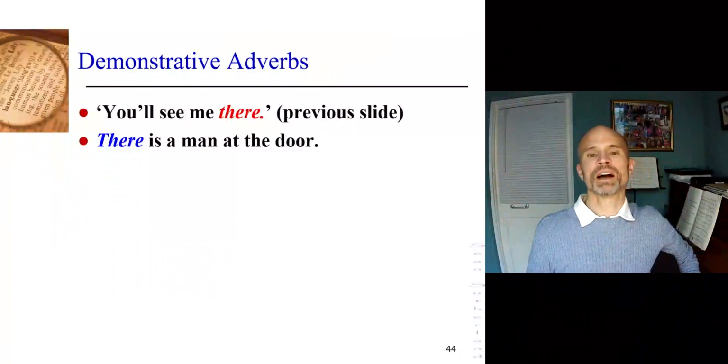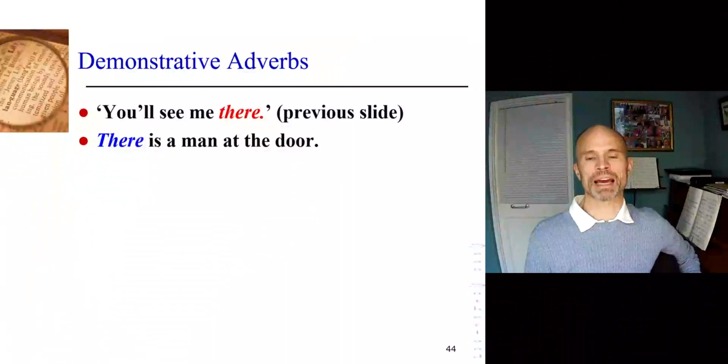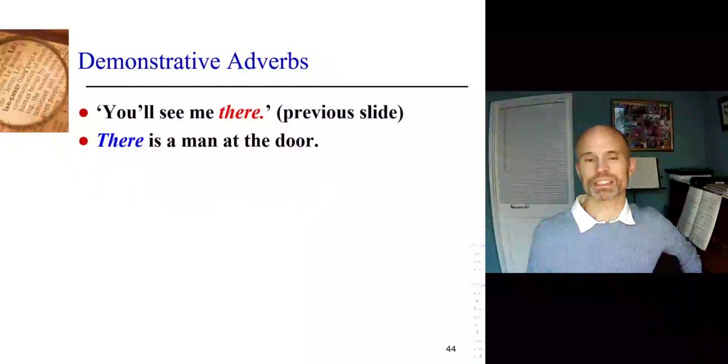The blue there is not doing that job. And you can probably hear it in the pronunciation. Notice with the blue there, you can say something like there. You can say, "There's a man at the door. There's a man at the door." You can reduce the pronunciation. You can't do that with the red one. "You'll see me there." Doesn't sound right. It feels like we have to say, "You'll see me there."